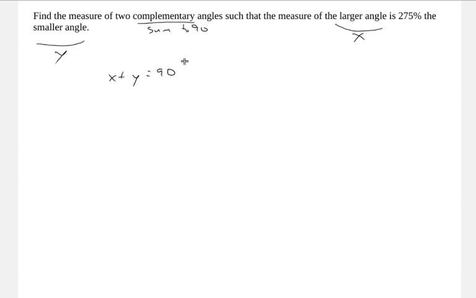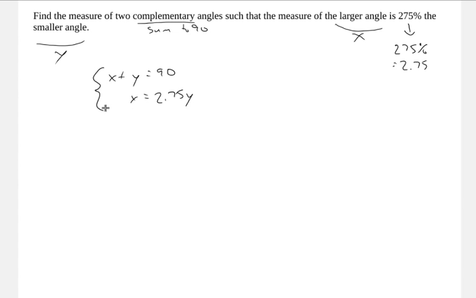That's my first equation. For my second equation, it says the measure of the larger angle is 275% the smaller angle. So the measure of the larger angle, that's x, equals 275% of the smaller angle. Well, 275%, if you remember converting this to a decimal, is equal to 2.75, moving the decimal place over two places there. So we get 2.75 times the measure of the smaller angle, which we're calling y. So there's my system of equations.